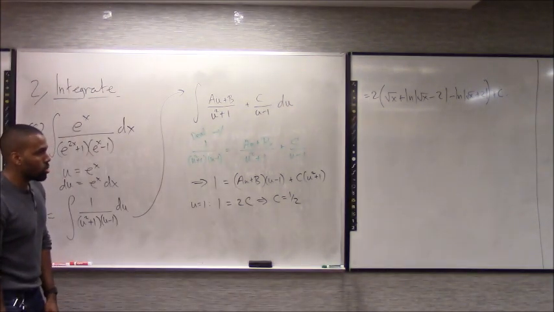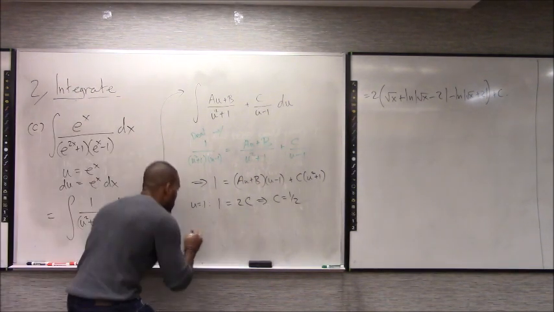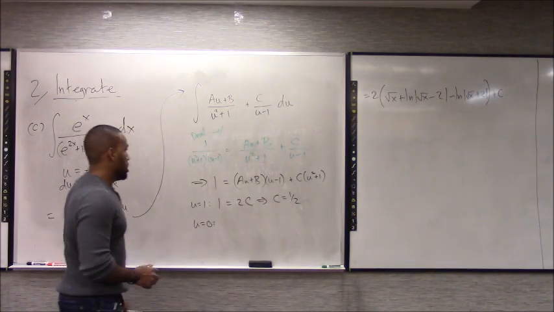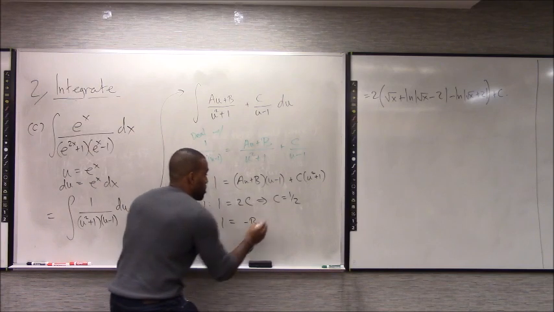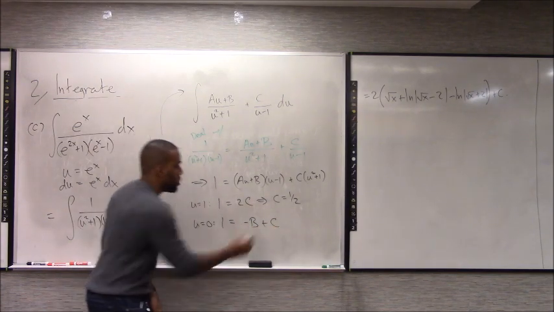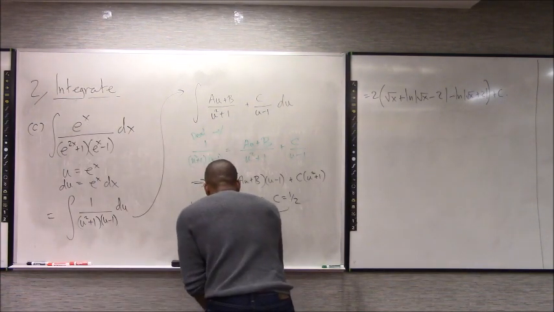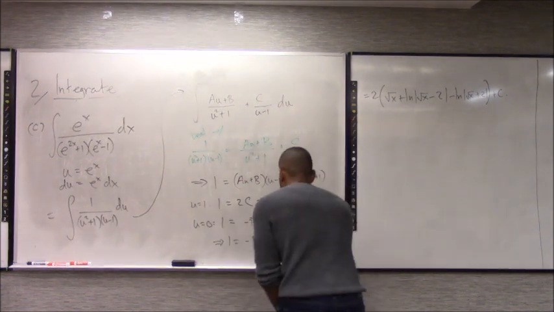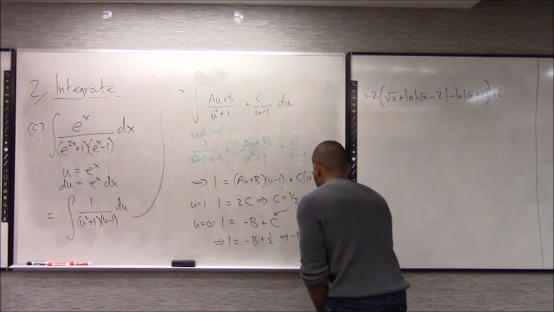Now, for the other ones, I would probably do something like u equals 0, which seems pretty convenient here. That's going to kill the a. So I would have minus b and plus c, but I actually already know what the c is, so that's not too bad. And so I would have 1 equals minus b plus 1/2. And so this means that minus b equals, I'll move this over, 1/2, and so your b equals negative 1/2.